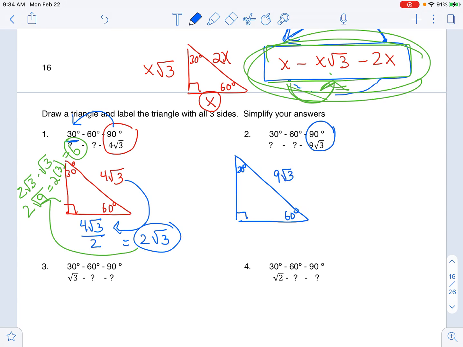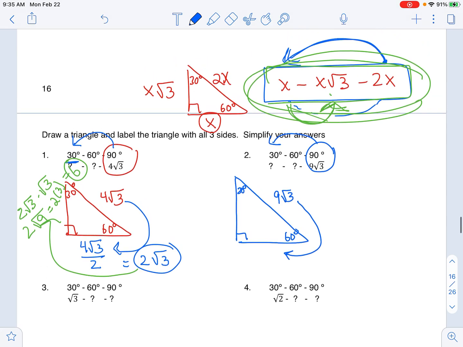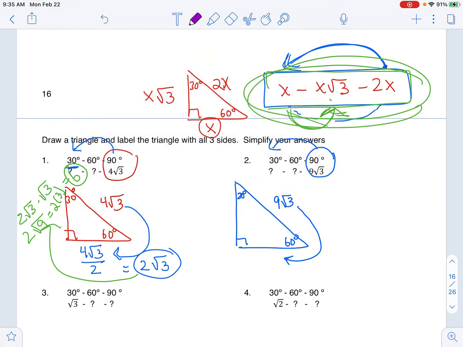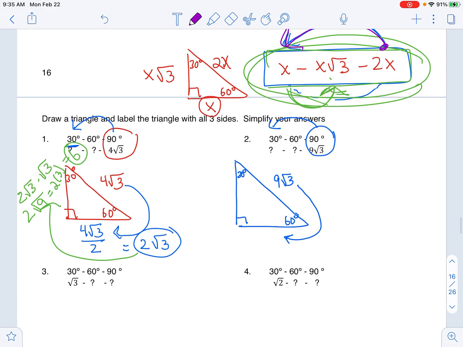Okay, step 1 is always, if they don't give you the X side, always start with that. So I need to find the side across from the 30. So I always need to figure out this side first if they don't give it to me. So we are going backwards, right? Making things smaller. So we are going from here to here. So we are going to divide by 2. So I'm going to take that side and divide by 2. Now 9 cannot be divided by 2, so you're just going to leave this answer like this. Done.